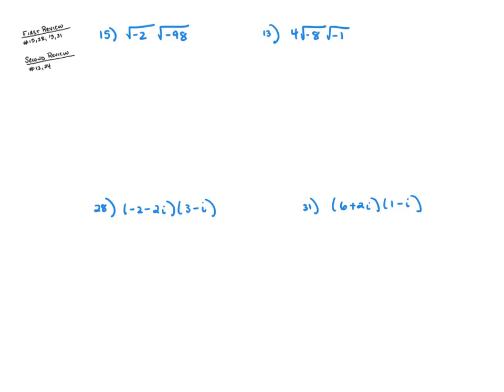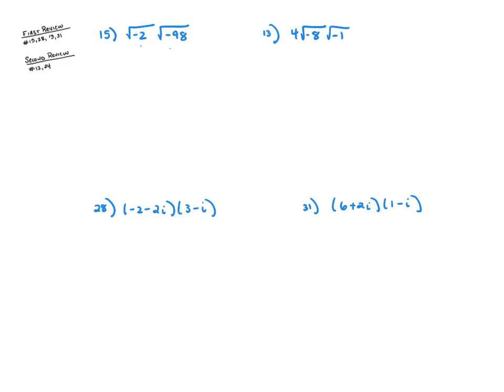So in this video, I'm going to be doing a couple problems from review number 1 about simplifying imaginary numbers, complex numbers, roots with negatives. So we're going to do 13, 15, 28, and 31. That's what was requested. Okay, so this first one is multiplying radicals with negatives.